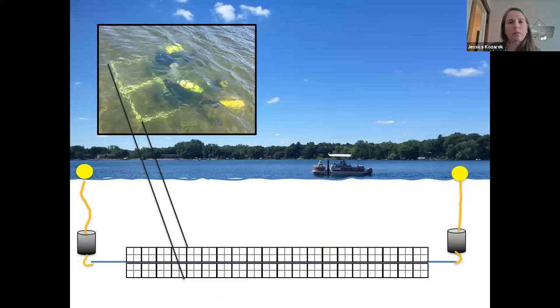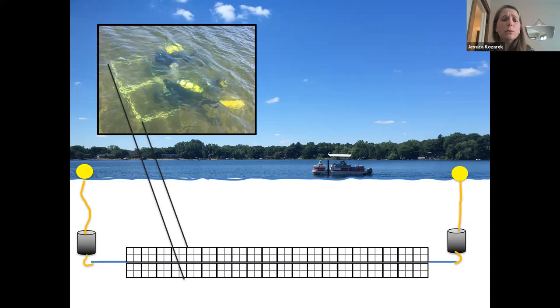And so to do this, what we needed is some high resolution information about what the substrate type and mussel density is as well, and be able to relate that to the multi-beam sonar data.